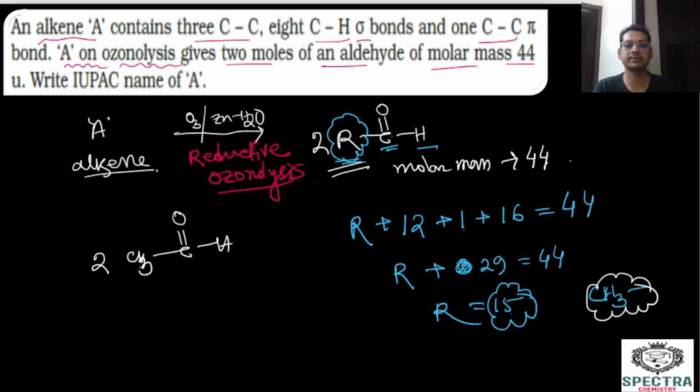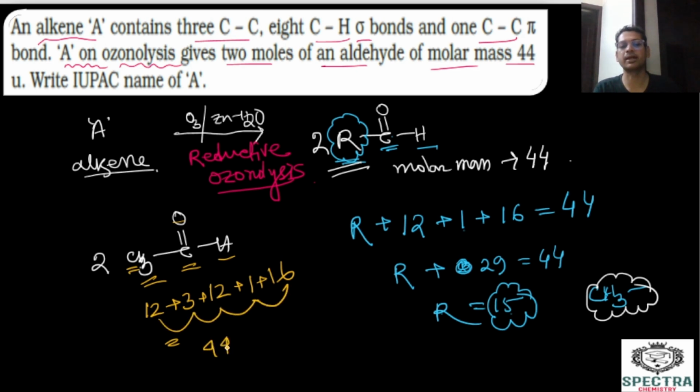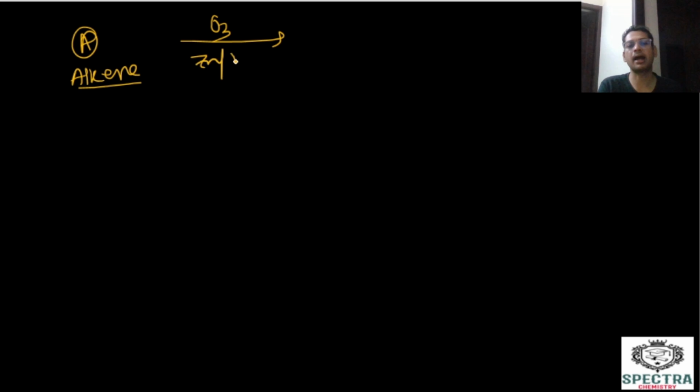Now you check it once. Carbon, it is 12. Hydrogen, it is 3. Carbon, it is 12. Hydrogen, it is 1. Oxygen, it is 16. So 15, 27, 28, 44. It's matching very beautifully. And that means from an alkene A, after ozonolysis, I got 2 molecules of CH3 C double bond OH.